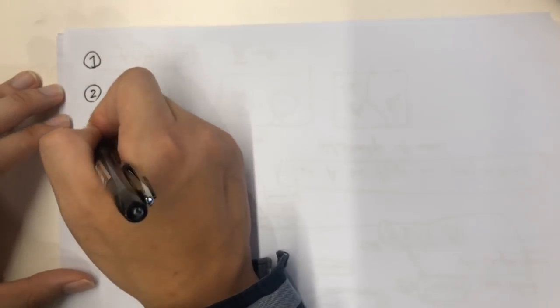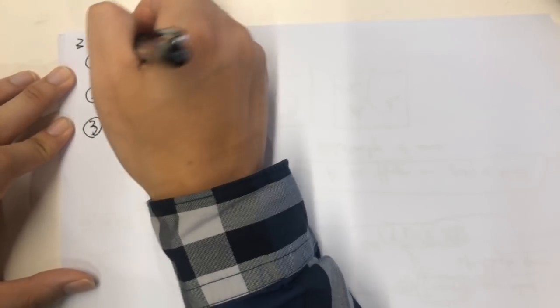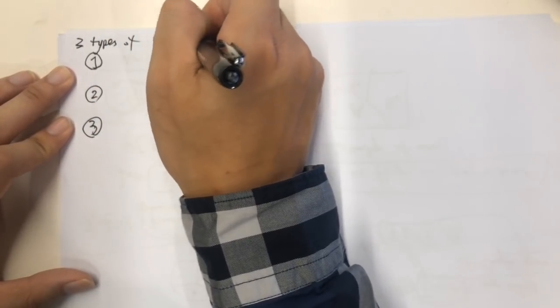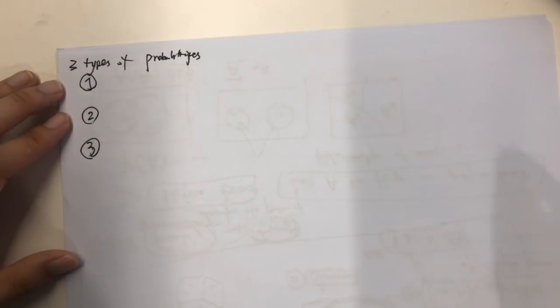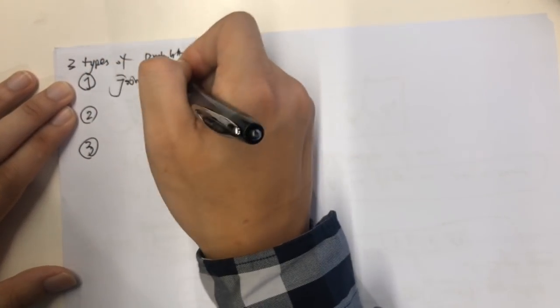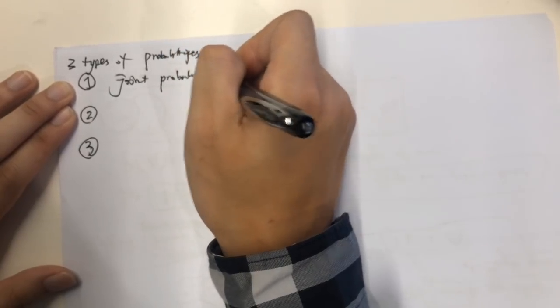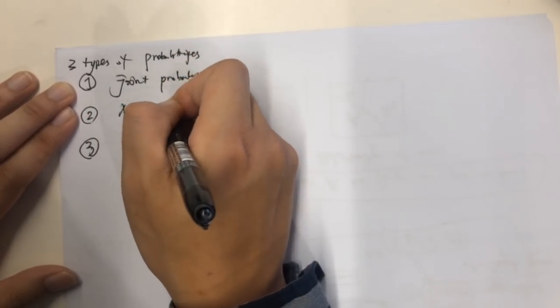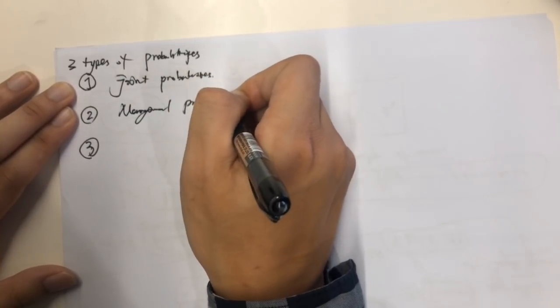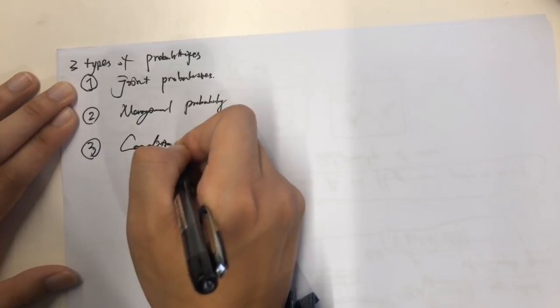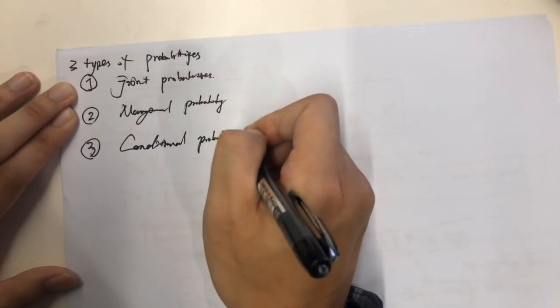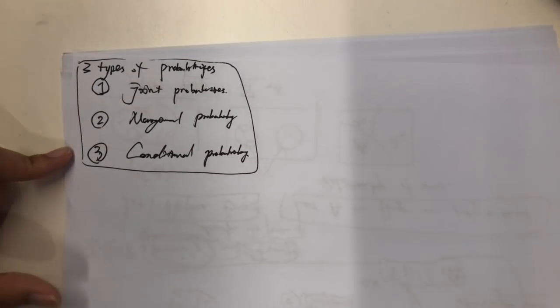So you need to know only two things. The first thing is the three types of probabilities. I'll just briefly talk about it. So they include joint probabilities, and marginal probabilities, and conditional probabilities. Okay, so those are the three types of probabilities. That's the first thing that you should be able to know about the probabilities.